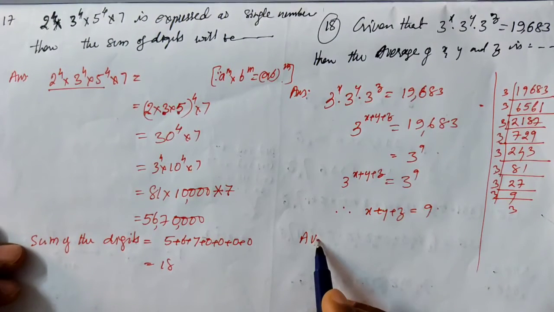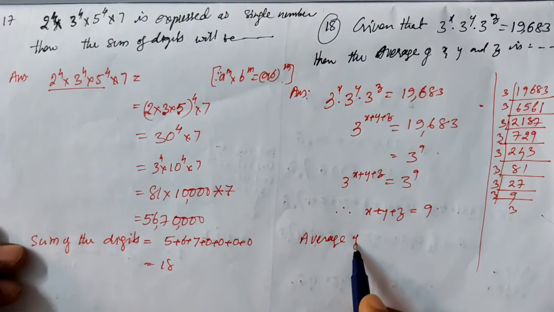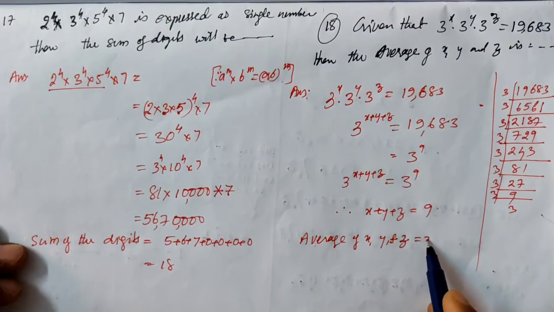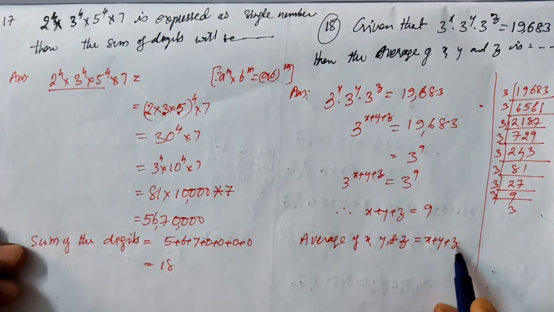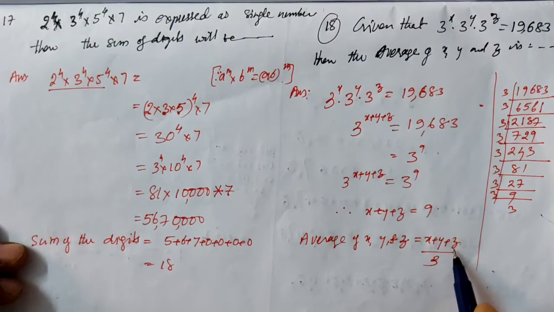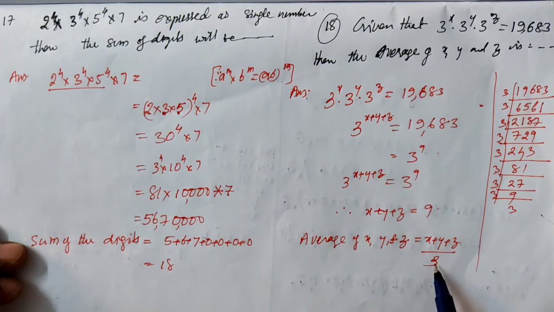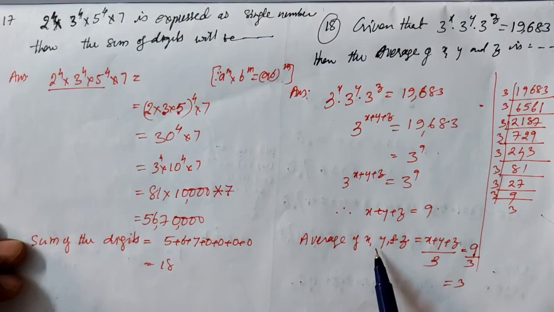So average of x comma y and z is equal to x plus y plus z by 3. Why by 3? Because the number of quantities is 3, therefore sum of the quantities by number of quantities. So x plus y plus z is equal to 9 by 3. So 9 by 3 is equal to 3. So the average of x, y and z is 3. So this is the answer.